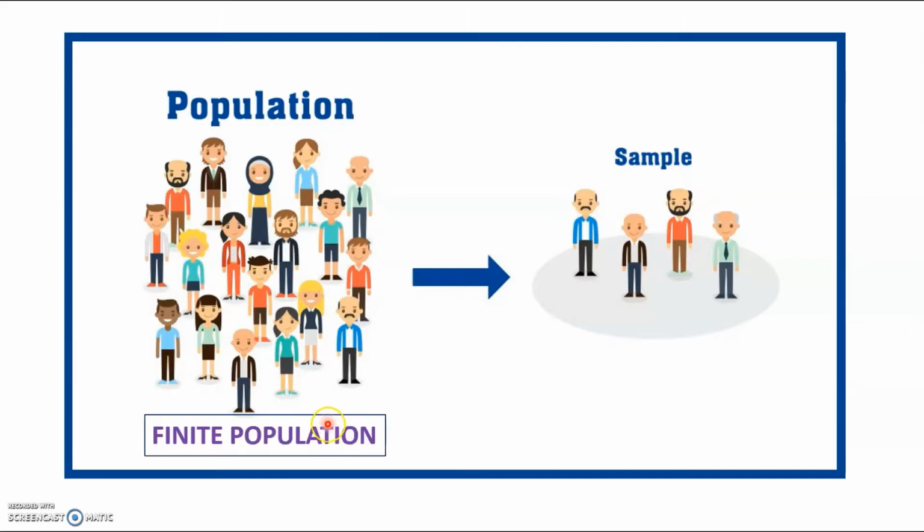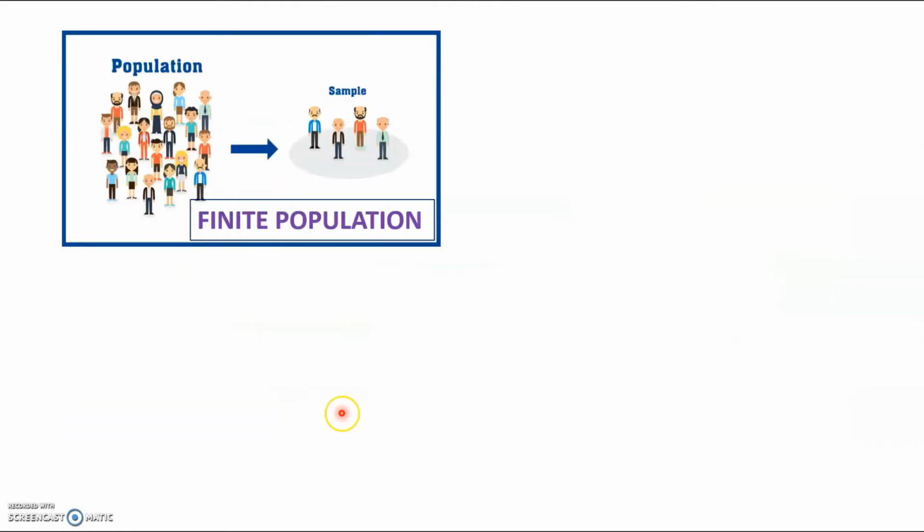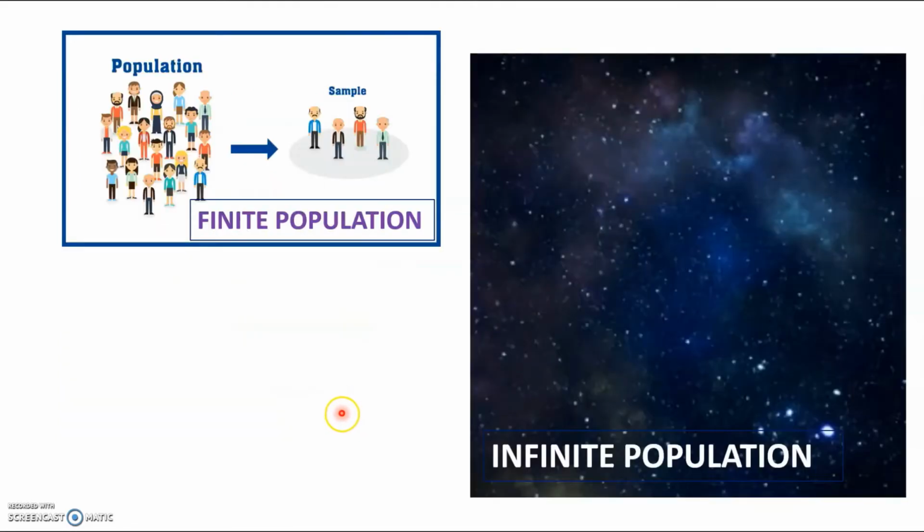This population, which is countable, is called a finite population. So whenever you have a population where you can count the number of people there, it's called a finite population. So if there is a finite population, there should be an infinite population. Yes, there is. If you have to study the stars, then you would have to choose certain number of stars from the stars in the sky. But your population here now is infinite. You have infinite number of stars. So such a population is called the infinite population.